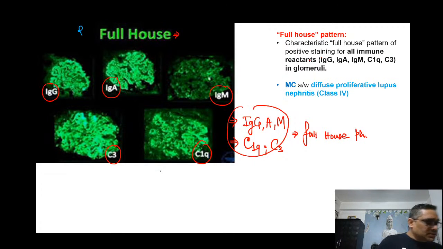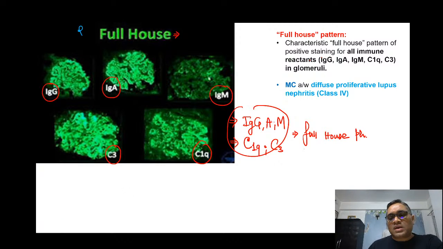Again, I'm coming back to this, because full house phenomena is an immunofluorescence staining. And what is the clinical significance of this immunofluorescence staining? Remember this point: full house phenomena, we all know that all antibodies will be there. But what is the clinical significance? Again, I'm coming back to the clinical significance.